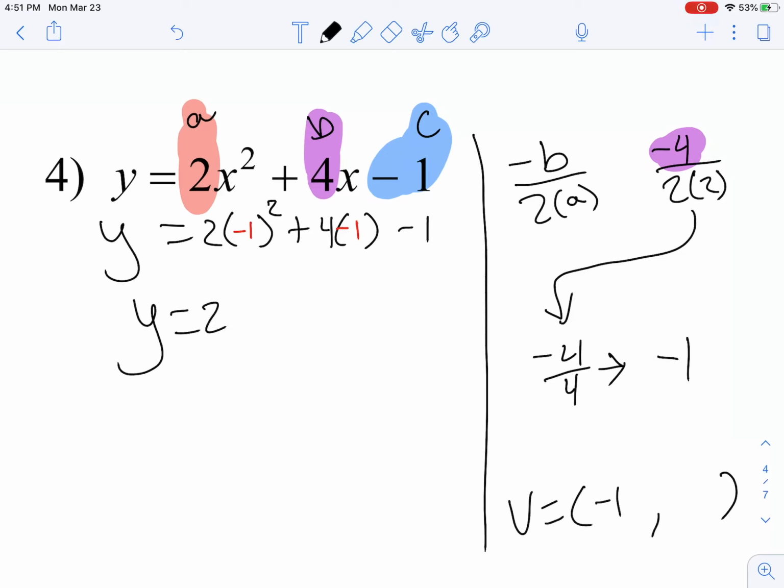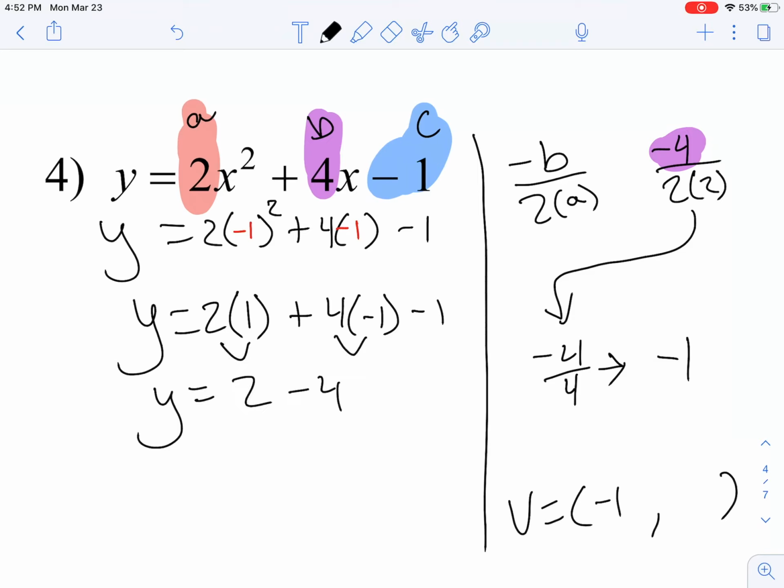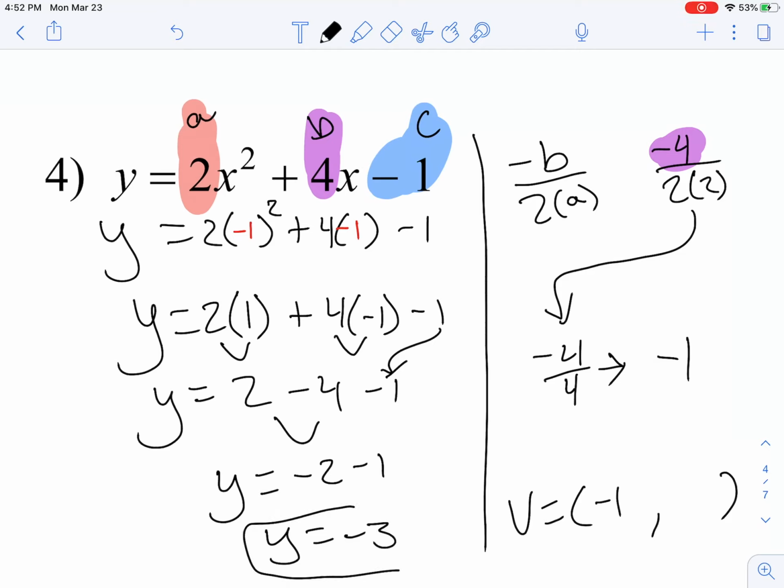I'm going to evaluate my squared first, so negative 1 to the second power is positive 1. I'm going to do my multiplication. 2 times 1 is 2. 4 times negative 1 is negative 4. And this minus 1 just stays. And then we put these together, so y equals, following our sign rules.